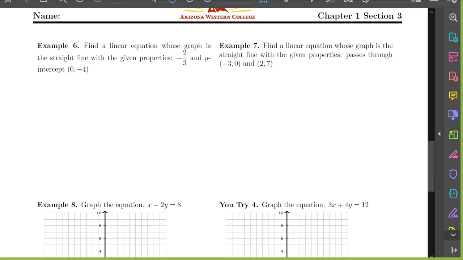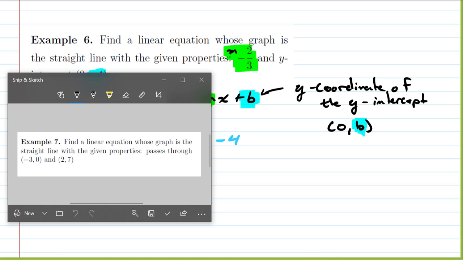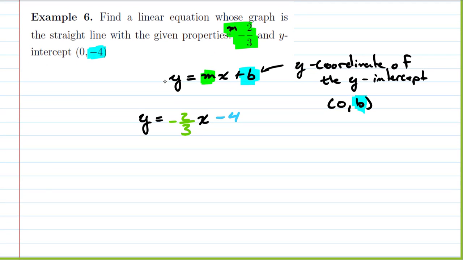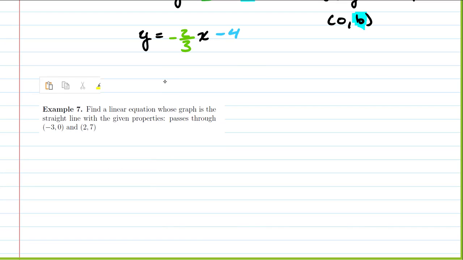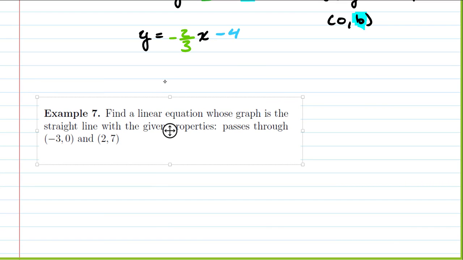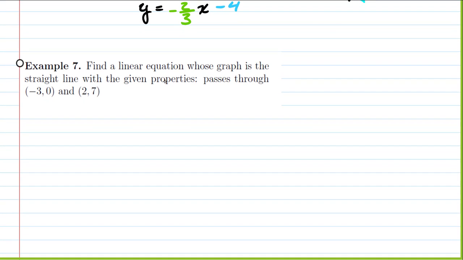All right, let's do our next example. Builds on what we were just doing. Example 6 is an example of the easiest type, but more often than not, we are asked to find a linear equation, and we aren't given its slope directly. We're just given some points. So then we would need to use our slope formula to find our slope.